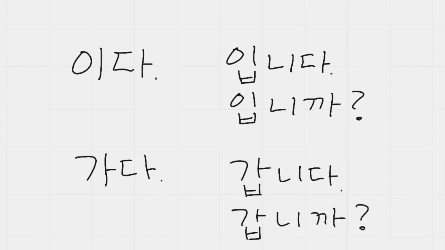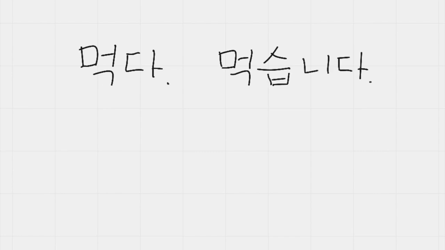Pretty easy. But what if it's 먹다? To eat. So 먹, the stem of the verb, already has the final consonant 받침. So what do we do with it? We just add something after 먹. 먹, and then 습니다. You're adding 습니다 or 습니까? Question, 먹습니까?